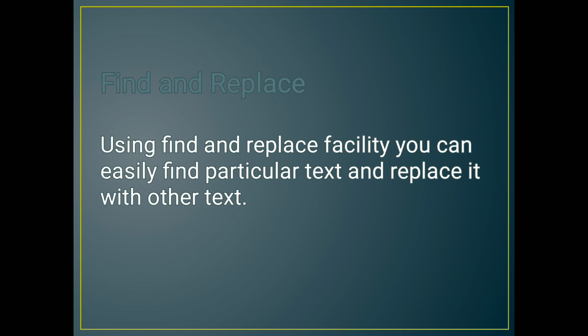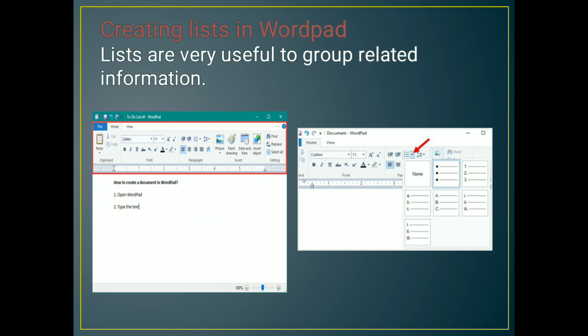The next and the last point is creating a list in WordPad. Lists are very useful to group related information. There are 2 major types of list, namely numbered list and bulleted list. A numbered list uses some serial number or alphabet in increasing order for each list item, and a bulleted list uses some symbol representing each list item. So it is very useful to group related information.